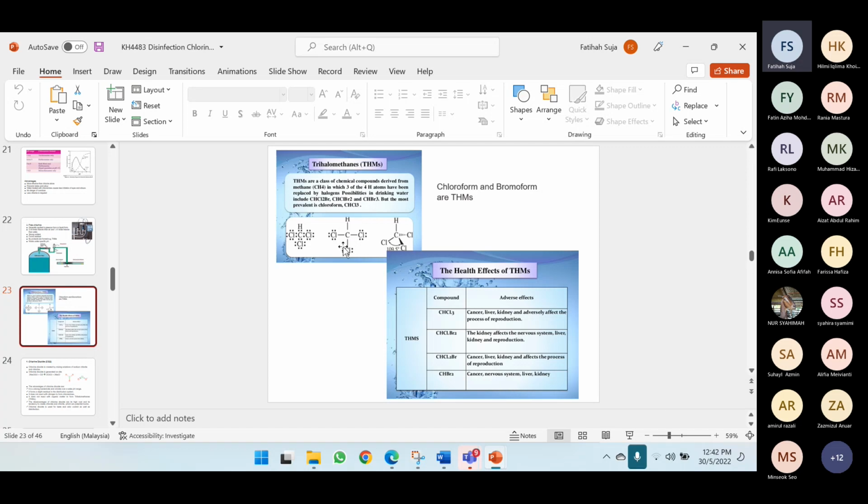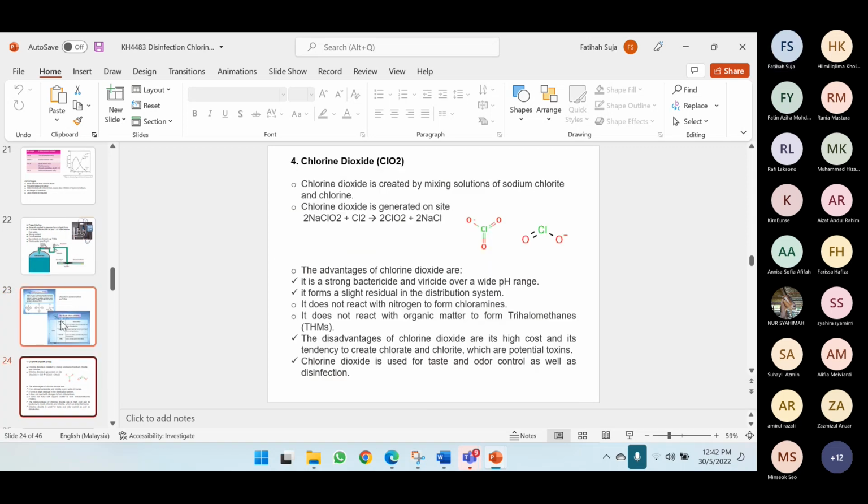So you have to be very careful with this chlorination. These are the byproducts that we want to avoid when chlorine is used as a disinfectant. Chlorine dioxide is created by mixing solutions of sodium chloride and chlorine. You add sodium chloride and chlorine, and you will get chlorine dioxide.